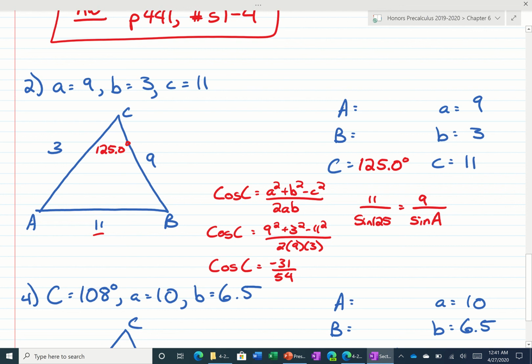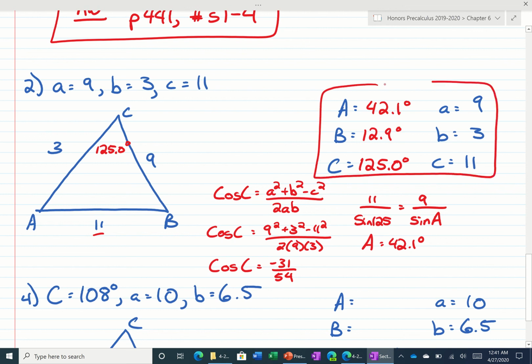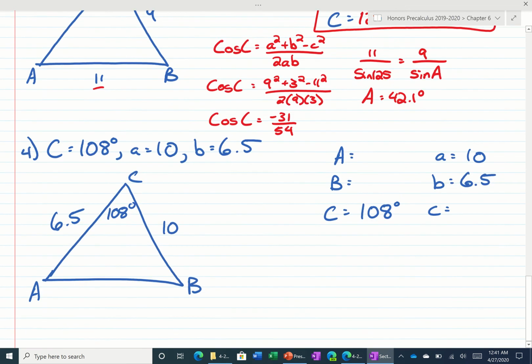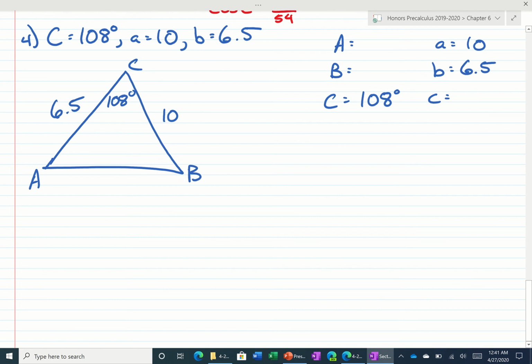So if we cross multiply, 9 times the sine of 125 divided by 11, and take the inverse sine of that, I'm getting that angle A is 42.1. And then if we do 180 minus 42.1 minus 125, we get angle B is 12.9 degrees. Not a big deal. You guys should be able to do number 1. It's the same thing.